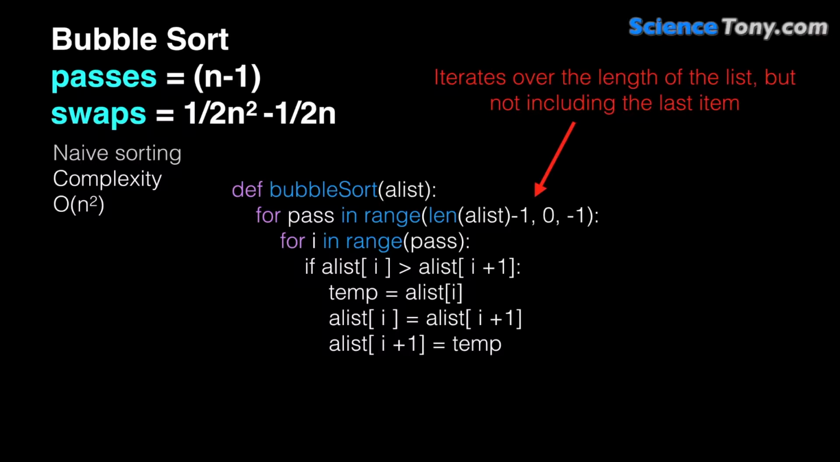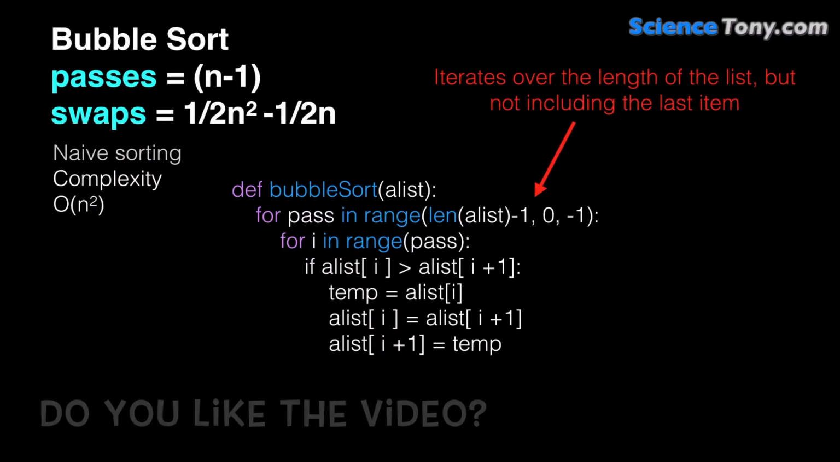Bubble sort, the passes equals n minus 1. So the number of passes that it's going to make through the list in order to sort it is whatever the length of the list is minus 1. So if it's 8, it's going to make 7 passes. The swaps, in the worst case scenario, is half n squared minus half n. And I will show you how I arrived at that answer in a little while.